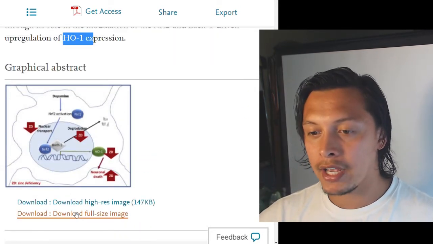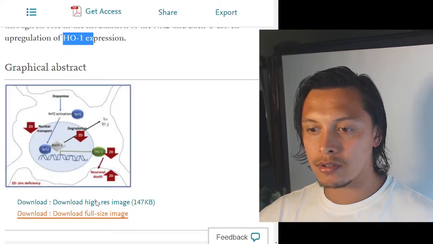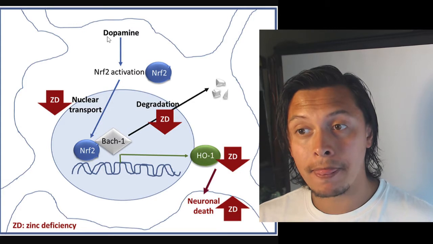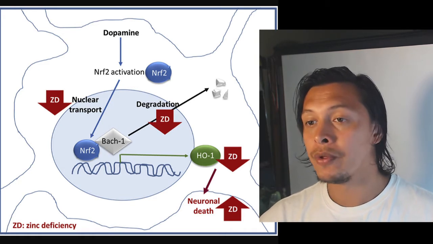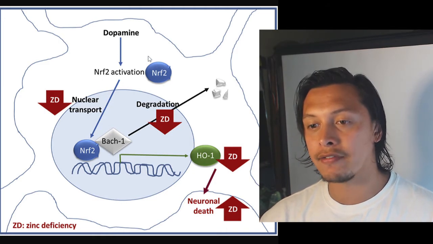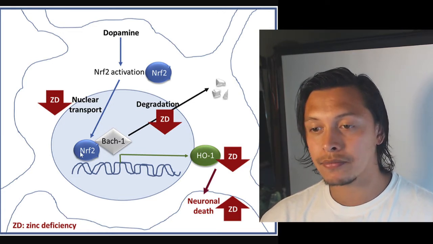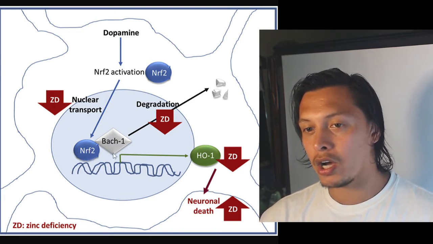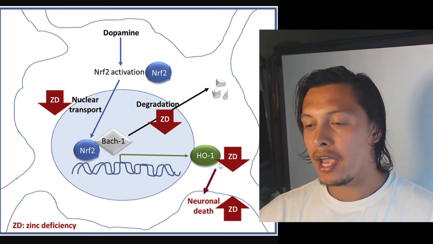So here we have a graphical representation, and that is too small. Let's go to the high res. Here we go. So dopamine, remember, is a small chemical, so I believe it can just soak through the cell membrane without an issue. So it gets into the cell, and here it causes NRF2 activation, and then NRF2 gets transported into the nucleus, and this normally would cause heme oxygenase 1 expression.